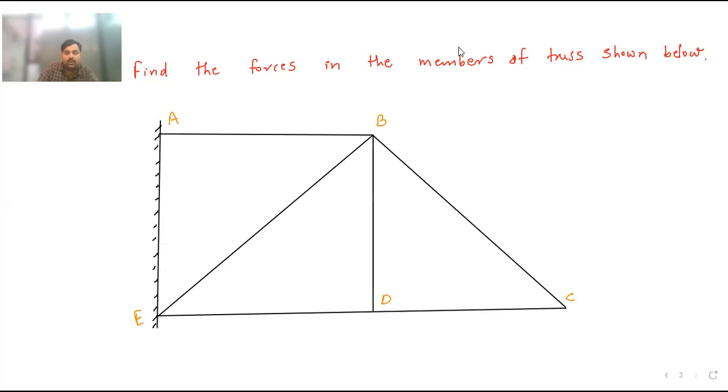Now the forces are acting at the joints only. So the forces will be given at the joints only. At this joint C, there is a downward force of 40 kilonewton. At joint D also, there is a downward force of 40 kilonewton. So only these two forces are given. And then the dimensions are given. So this distance is 3 meter, and the rest of the distance is also 3 meter.